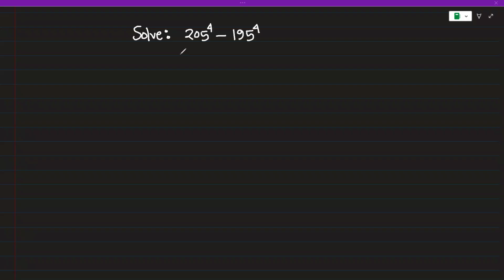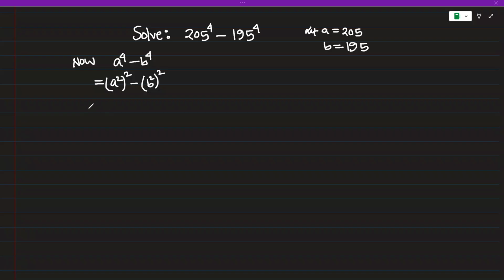To solve this problem, first we assume let A equal 205 and B equal 195. So now we can write that A power of 4 minus B power of 4. So this is an algebra we can use here. We use the difference rule, which is a power of 2 minus b power of 2, power of 2, right?